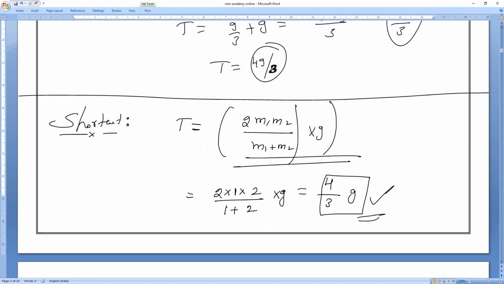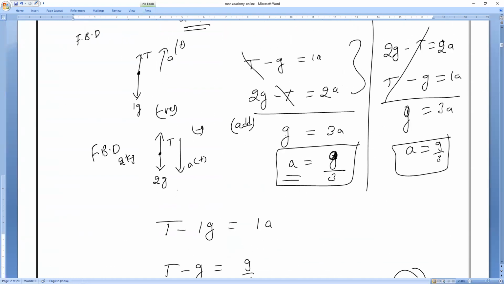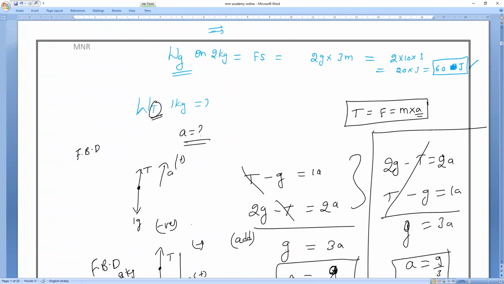Okay. So now, how much is it? We have to calculate it. We found the tension 4g/3, but we have to calculate the work done by the tension on the 1 kg body. So how do we find it? Work done by tension. All of you check it. Tension and acceleration are in the same direction.